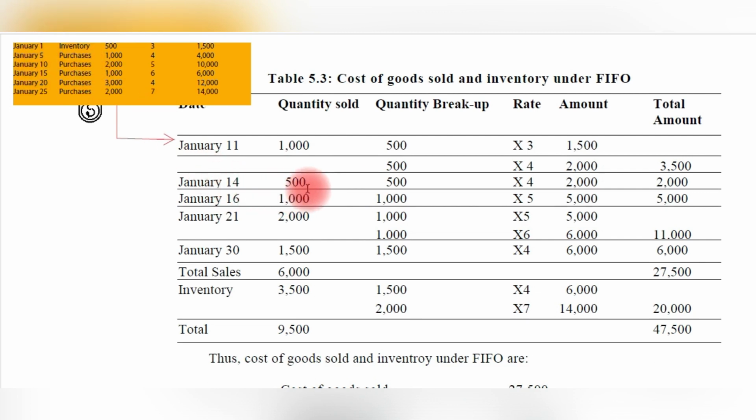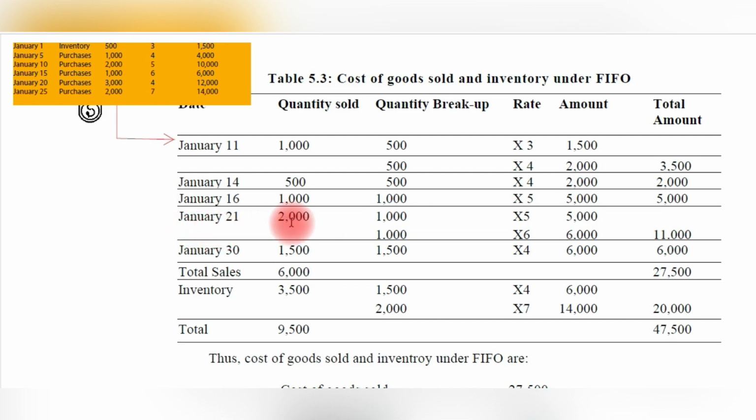On January 14th, another 500 units of goods were sold. So what is the cost price here? Another 500 means on January 5th, 500 were already taken and another 500 were left. So take this 500 into 4 rupees as the cost of the goods. On January 16th, another 1000 were sold. On January 16, 2000 are available. Take 1000 units from here, each of 5 rupees, and take that as the cost of the goods sold. 1000 into 5 rupees, 5000 is the cost of the goods.